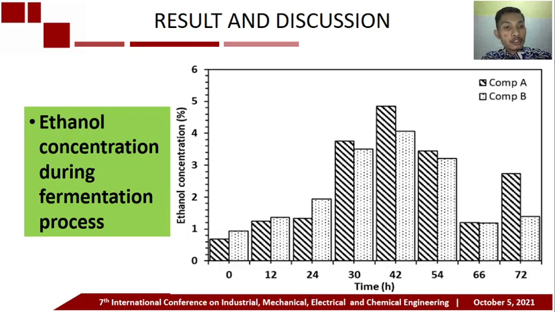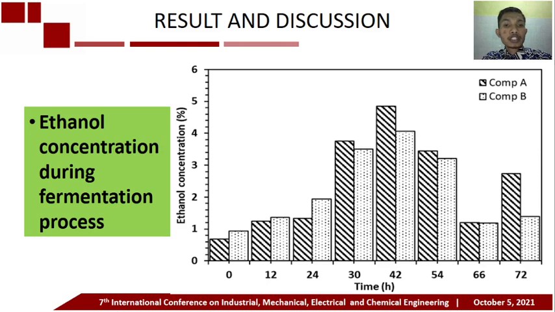Ethanol concentration during fermentation process. Ethanol is a primary metabolite which is synthesized by yeast while the growth phase is going on. From this graphic, we can know ethanol concentration grows as well as the yeast population grows, while ethanol concentration also decreases when yeast population decreases.